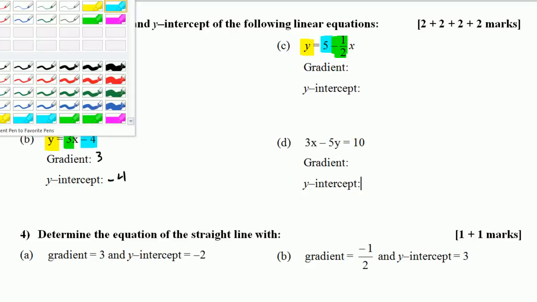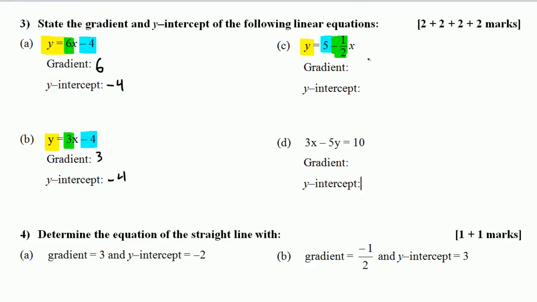So, what's the number in front of x? Well, the number in front of x is negative a half. So we just write negative 1/2 as the gradient. And the y-intercept is the other number. So it's this number here, and that's a 5. Alright, so these should be easy marks for you guys.